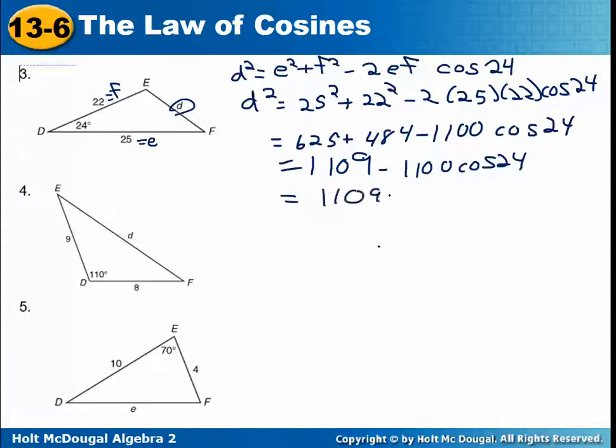So I'm going to take cosine of 24 now. Cosine of 24 is about 0.9135, and I'll multiply that by 1100, and then I subtract, and remember this is D squared. So D squared is equal to 1109 minus 1004.9. Oops, I forgot a 0 there.